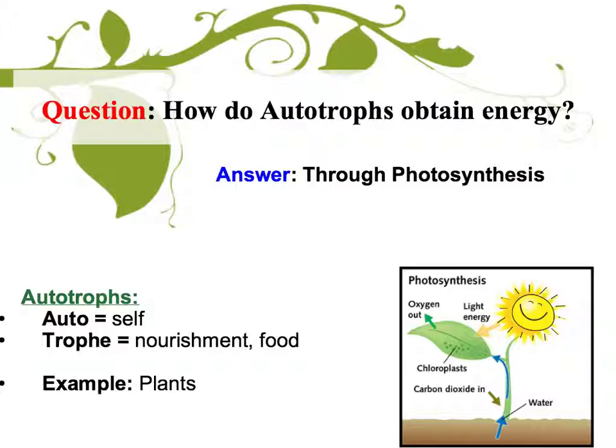First of all, we have to classify organisms into two different groups. We have autotrophs and heterotrophs. Autotrophs are basically represented by plants and any other organisms that can obtain their energy from the sun. Now, autotrophs are able to obtain energy by the process of photosynthesis.